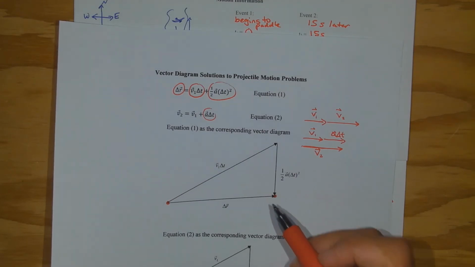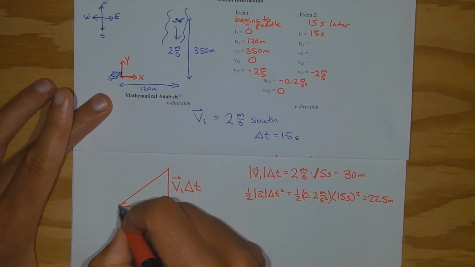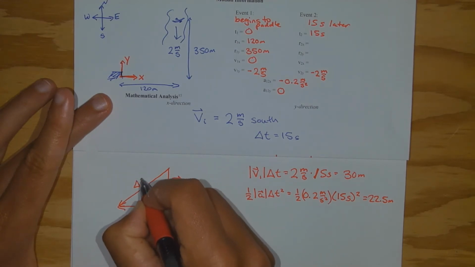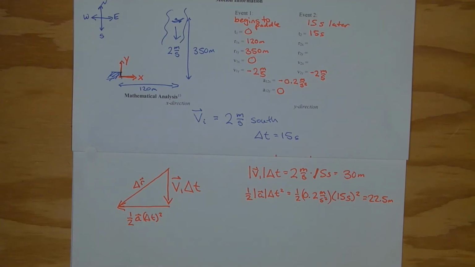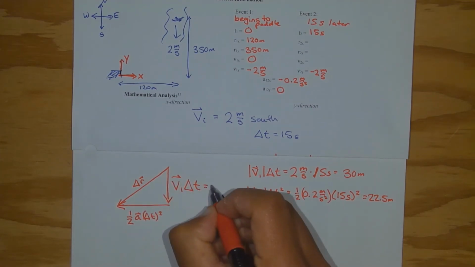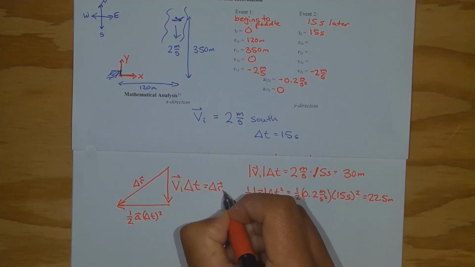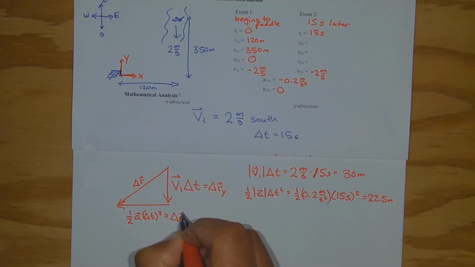And then if I place the v1 delta t vector tip to tail with the 1/2 acceleration times delta t squared vector, I add those two vectors together, and the resultant vector delta r starts where the v1 starts and ends where the 1/2 acceleration times delta t squared vector ends. And this would be the y component of that vector, so this is delta ry, and this is delta rx.